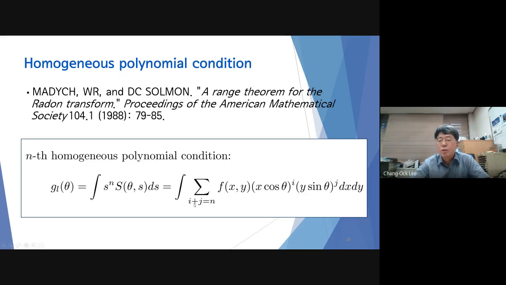and n equal to zero means i equals zero, j equals zero. So this is just the integral of f. If you take all of the attenuation coefficients, that is exactly equal to the integral of this sinogram with respect to a certain angle zeta. That is a very trivial case. So Medich and Solomon said the set of a sinogram space always satisfies this condition. So this is the characterization for the single energy case.